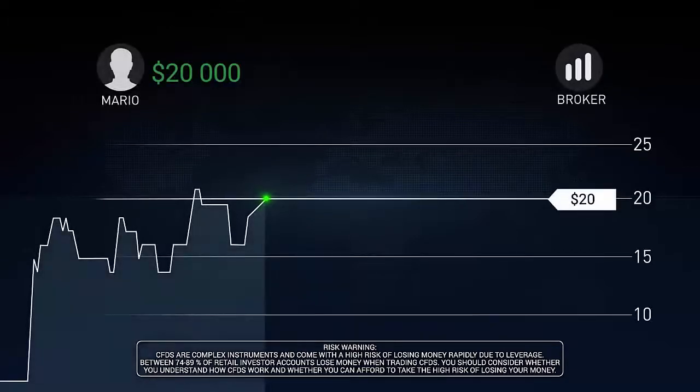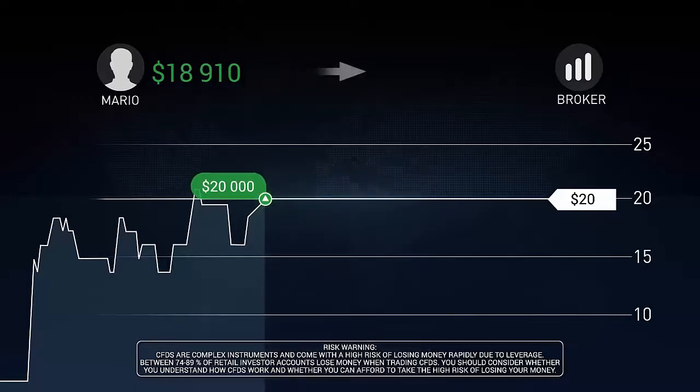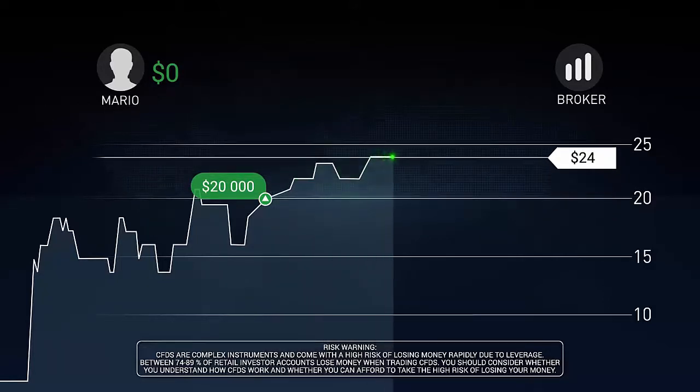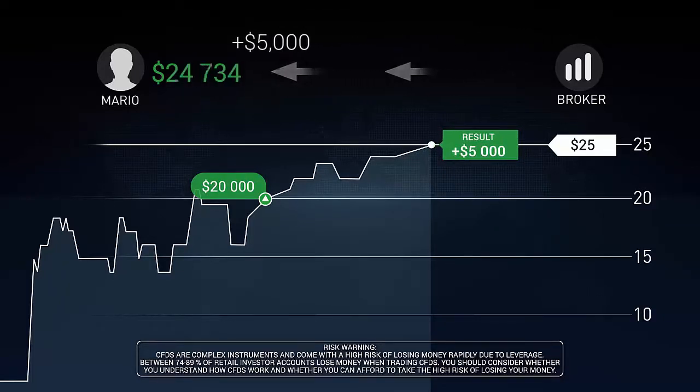Let's take an example. Mario would like to buy 1,000 stocks of Company A that currently cost $20 each, forecasting that they will grow in price in the future. Mario pays $20,000 to the broker for 1,000 stocks. After a period of time, as Mario predicted, the price of stocks increases. Now they cost $25. So Mario closes the contract and sells the stocks. As Mario's forecast is correct, he receives the price difference in the amount of $5,000 from the broker.